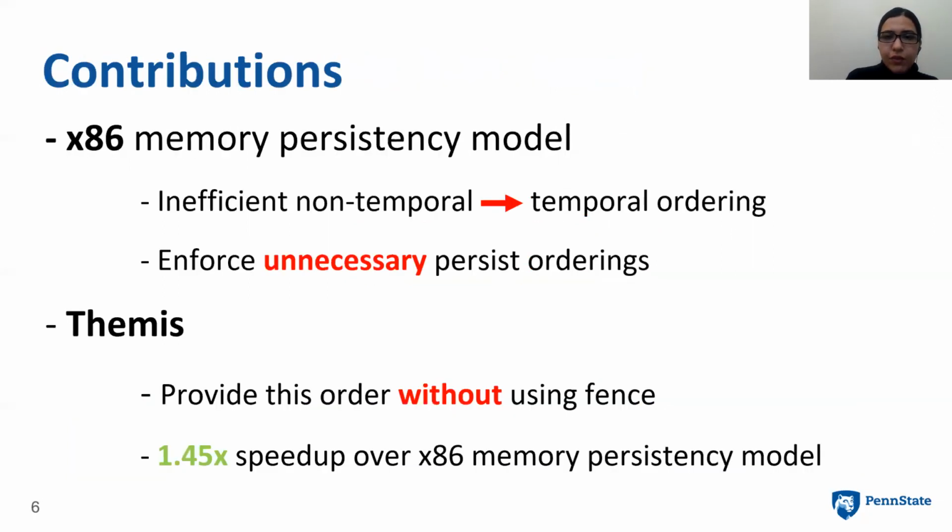In this work, we first highlight the inefficiencies of the x86 memory persistency model in ordering a non-temporal update and its subsequent temporal updates, which result in enforcing unnecessary persist ordering. We then present Themis, a lightweight x86 extension that provides this ordering without using any fence instruction, and show that it can achieve 1.45x speedup over the x86 memory persistency model on average.